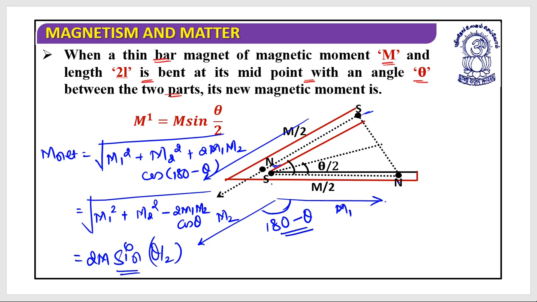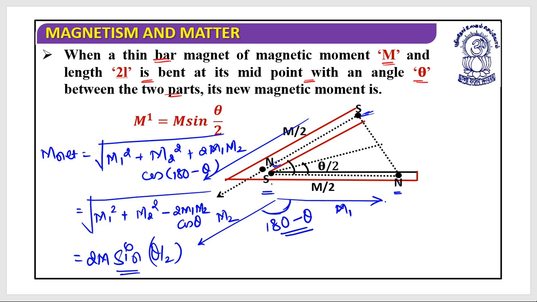So please note it down that here south pole is here, north pole is there, and in this case south is here, north is there, because you have just bent it. You have just bent the bar magnet and designed a new structure. I hope this is clear.